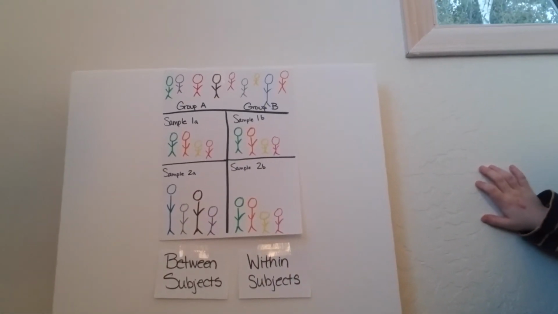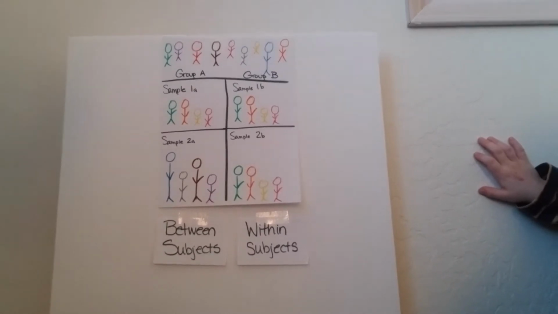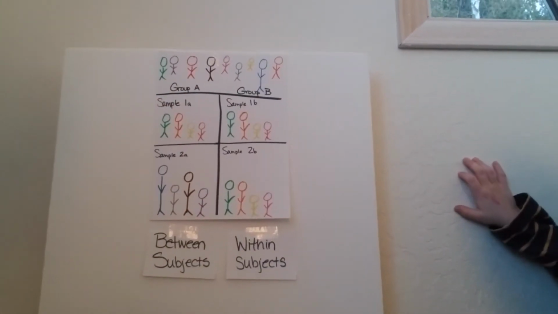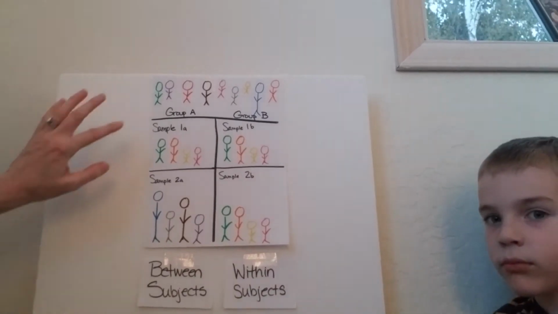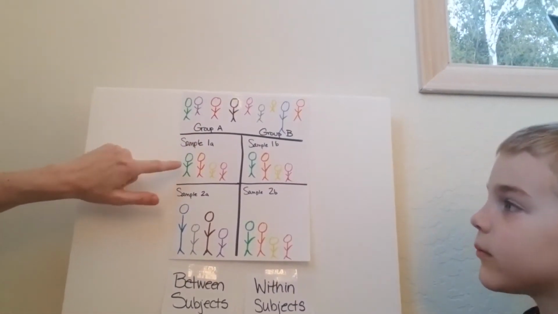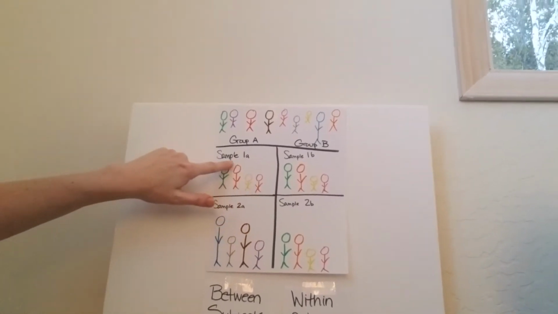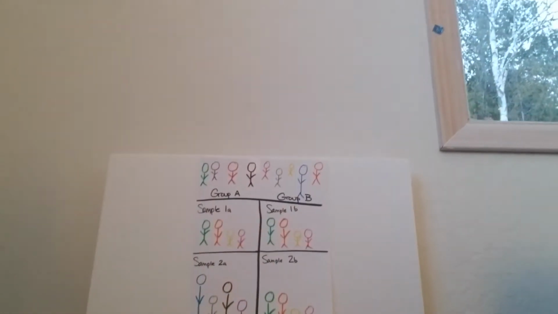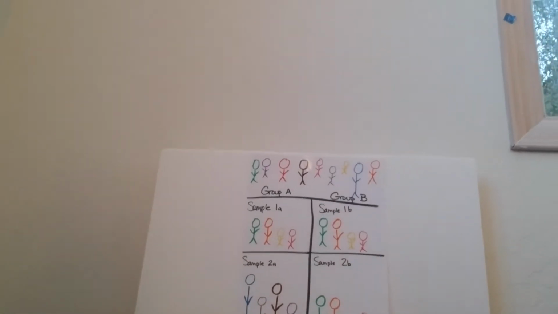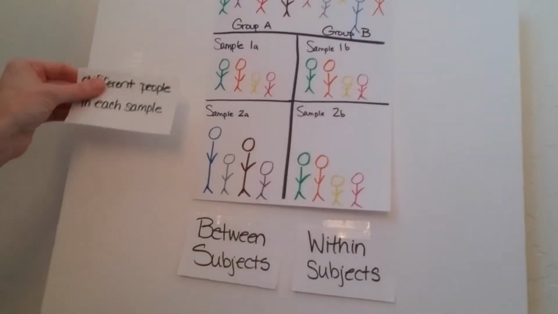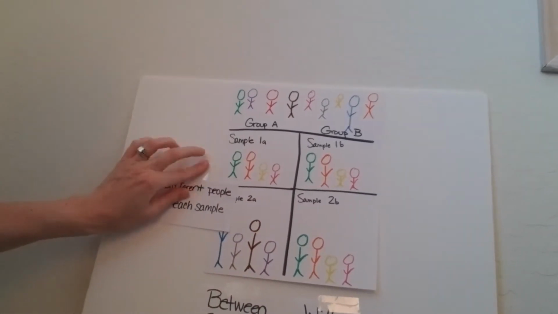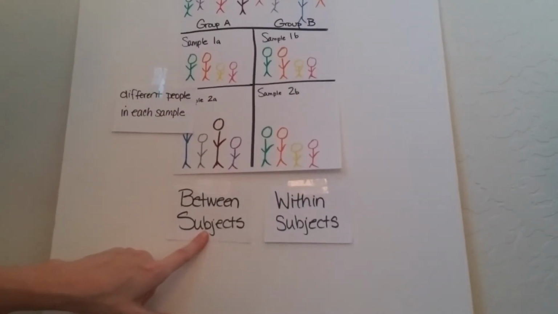Okay, we started this closer so that you can see our little graphic here. Jansen, all the people up top are all the people that could be in our study. So let's look at our first group, Group A. The first group are these four people, and our second group are these four people. Are they the same or not the same? They are not the same. So if there are different people in each sample, we call that between subjects.